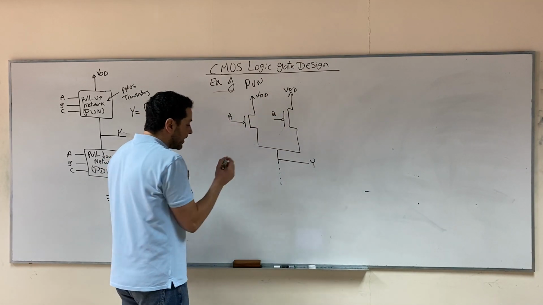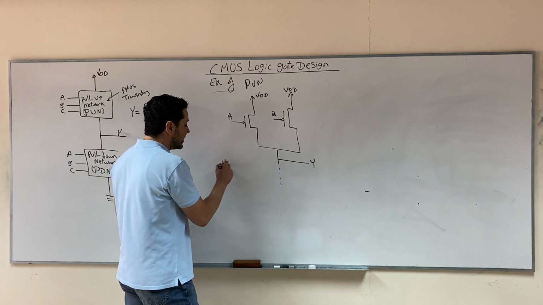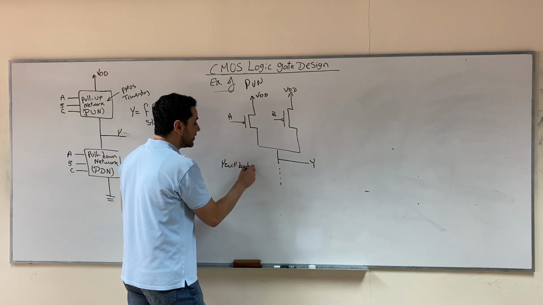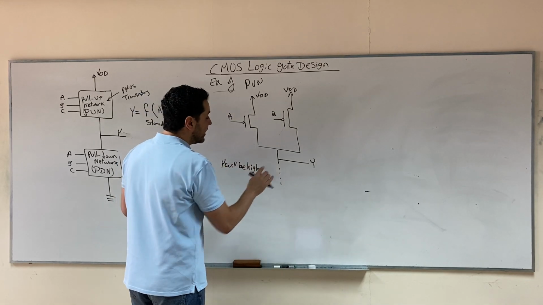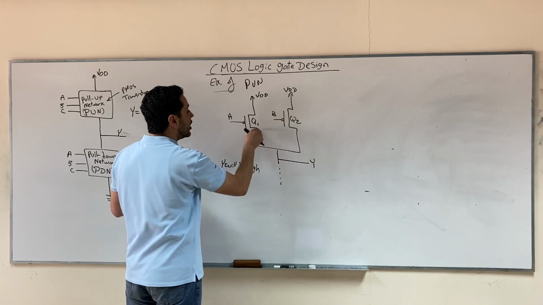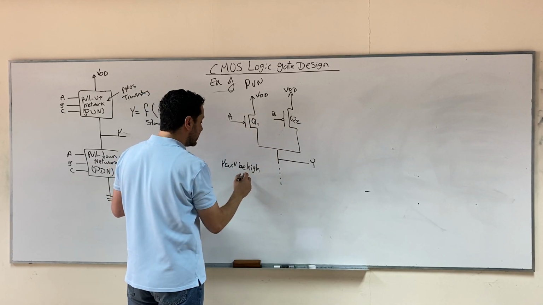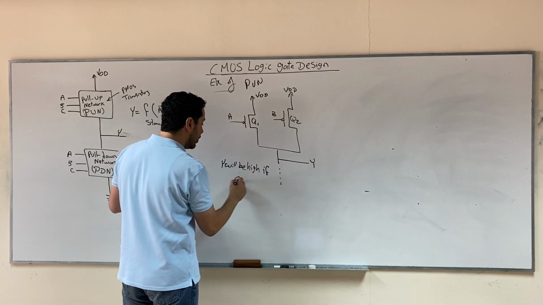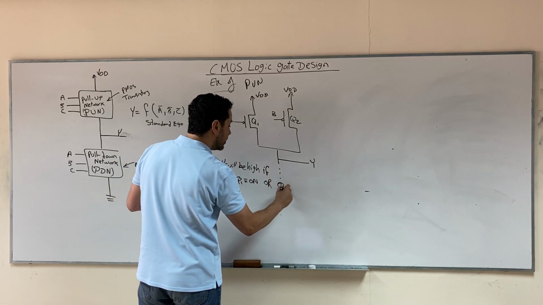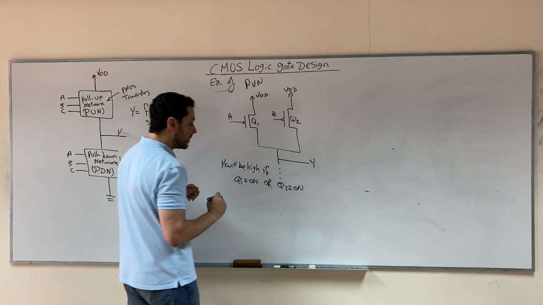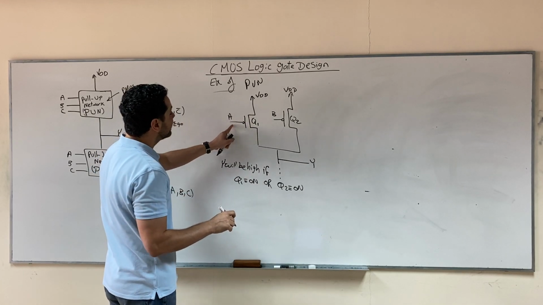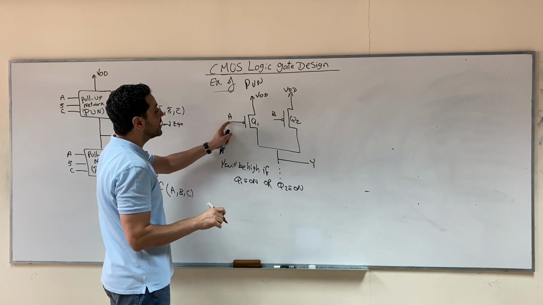So here we can write it as a statement in the beginning. We say that Y will be high if this branch Q1 is on or Q2 is on. And then we ask ourselves, Q1 will be on if the input here is low, right?